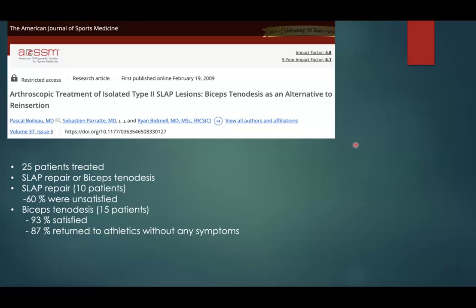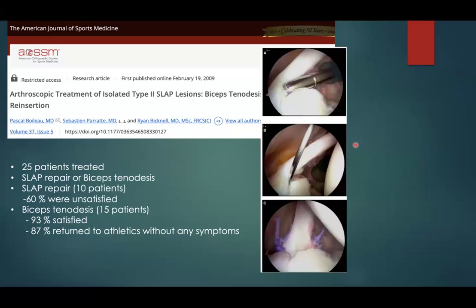In this article, 25 patients were treated with SLAP repair or biceps tenodesis. The SLAP repair was done for 10 patients. The SLAP repair was performed using absorbable suture anchors placed at the 11 o'clock and 1 o'clock positions on the glenoid.